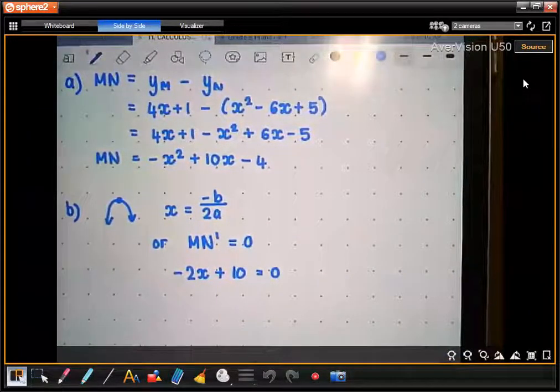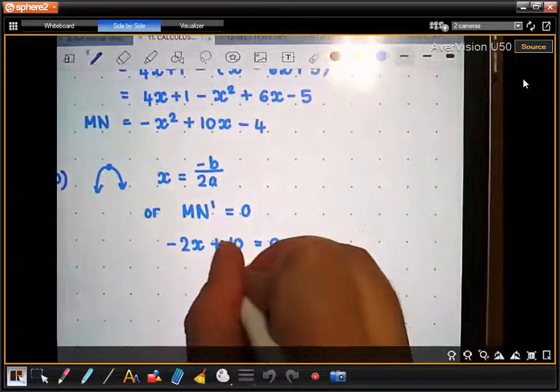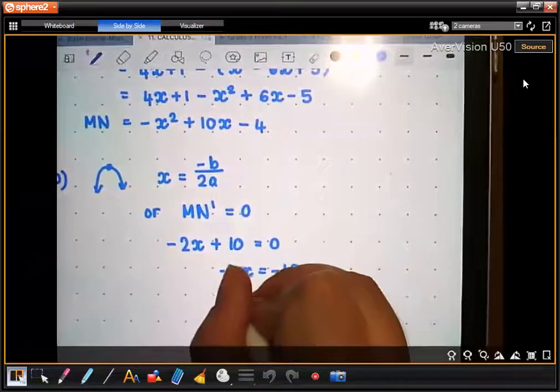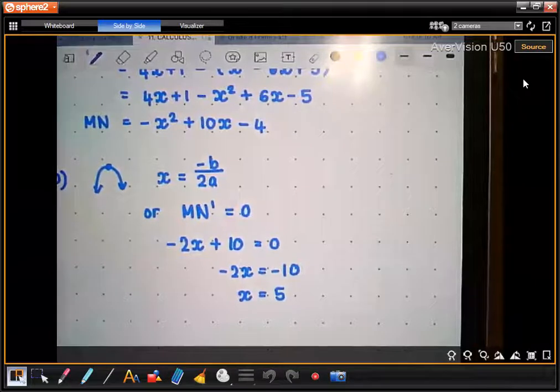Okay, so the derivative here is just that. And now this is very easy to solve. Negative 2x plus 10 equals 0. I'm just going to move that 10 over to the other side. It's going to become negative 10. So x is going to be equal to 5. Okay, now what does that mean? Is that the maximum length of MN that I found? I found x equals 5.